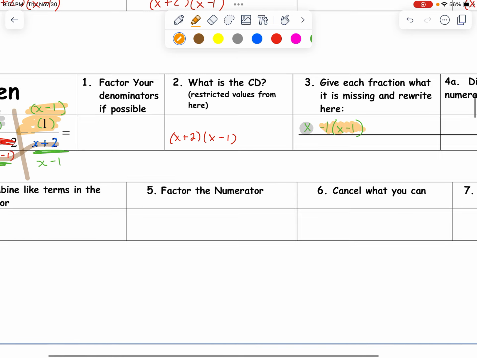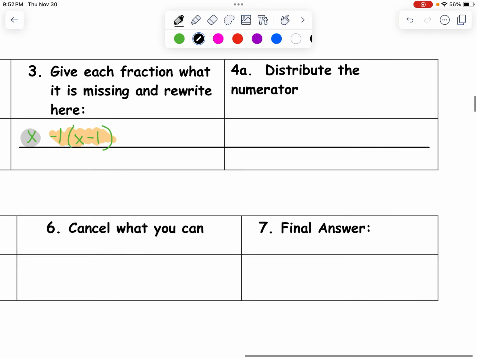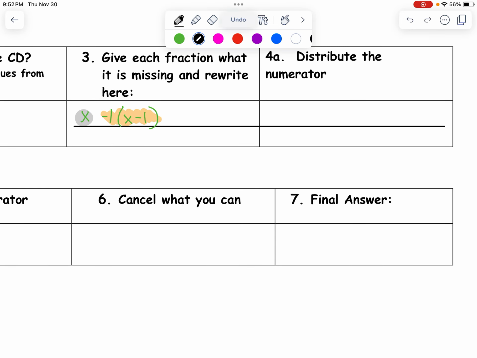Okay, step 4, distribute that stuff together. So what would I write? Oh, so you don't do the denominator right now? You don't have to. It's useless until you copy it here. Gotcha. Okay, so can you help me distribute? Let's see. X minus x plus 1.